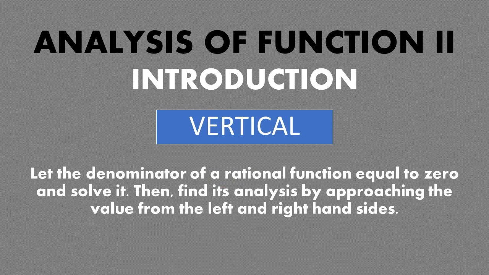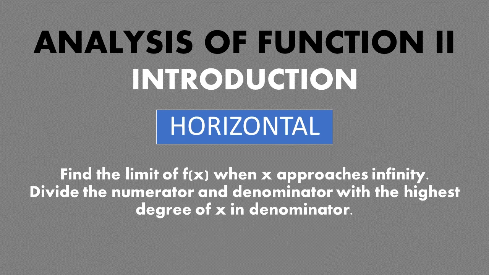For vertical asymptotes, we let the denominator of a rational function equal 0 and solve it. Then we find its behaviour by approaching the value from the left and right hand sides. For horizontal asymptotes, we find the limit of f(x) when x approaches infinity, and we divide the numerator and denominator by the highest degree of x in the denominator.